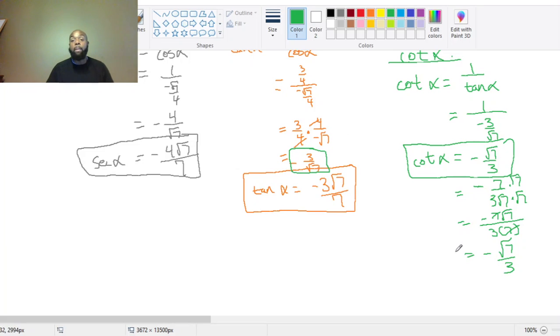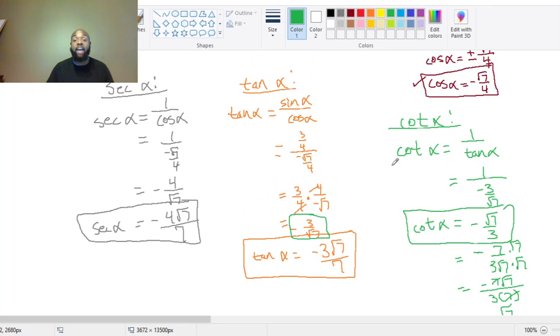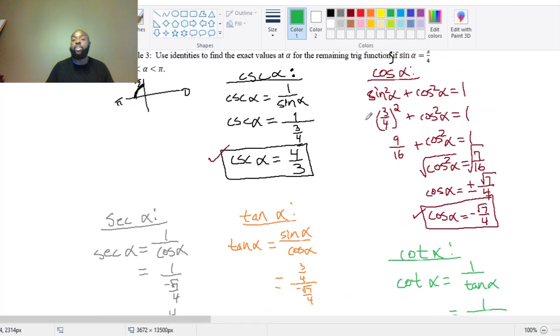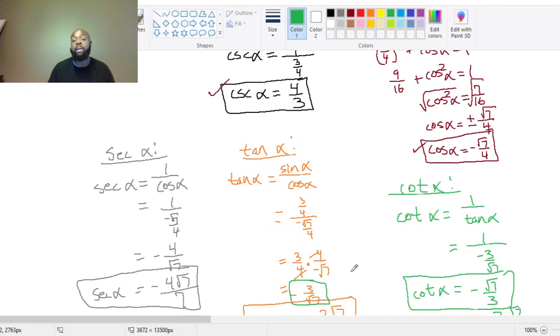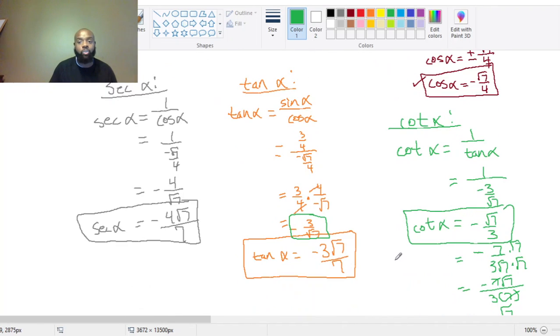All right. But I know the other 5 trig functions by using the fact that I'm given one of my trig functions and I know what quadrant that angle lies in. This is a very important problem. You're going to see this again several times on graded assignments. I just want you to know that.